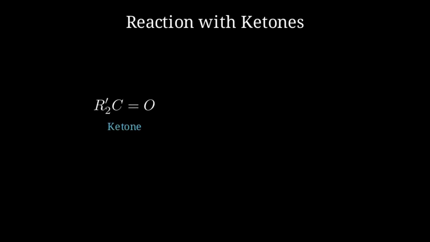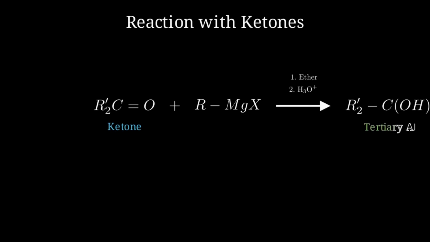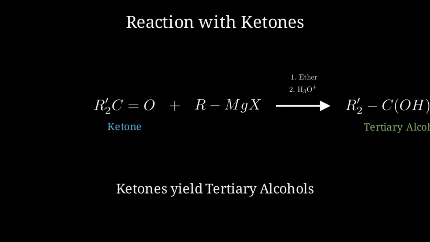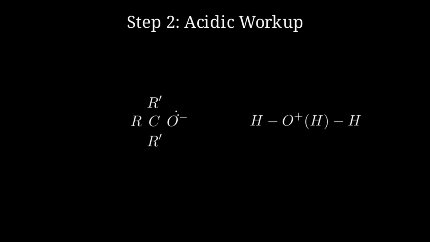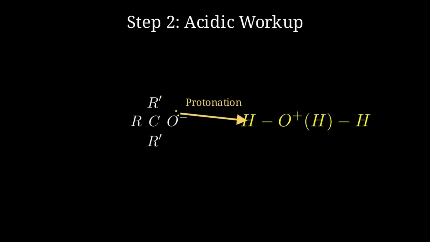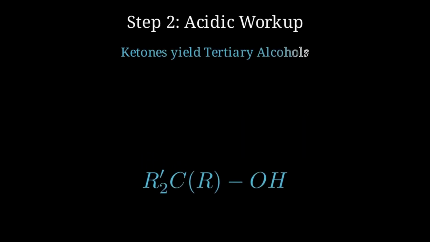Reacting a Grignard reagent with a ketone, which already has two alkyl groups, creates a highly substituted tertiary alcohol. This is a primary method for building complex carbon skeletons. The second stage of the reaction is the acidic workup. We add dilute acid to protonate the alkoxide oxygen, converting it into a neutral hydroxyl group to finish the alcohol synthesis.